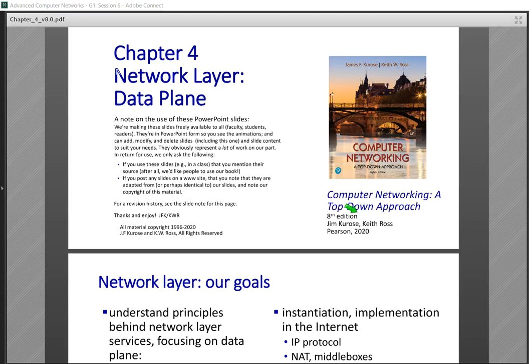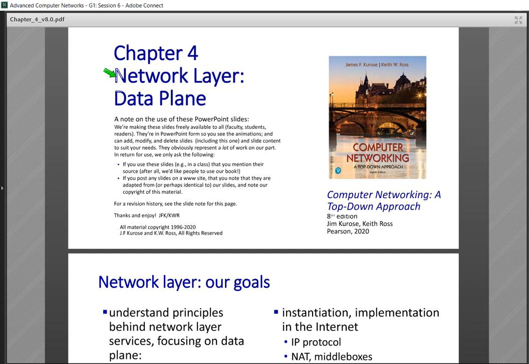Here in this course we will read more about the network layers in 2 chapters. The first chapter is about data plane, and the second chapter, chapter 5, is about control plane.